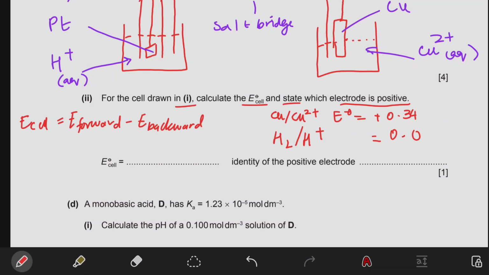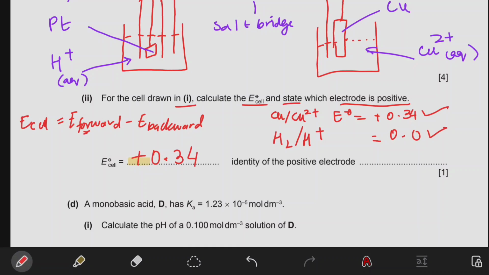Forward would be this and backward would be this, obviously, because forward is the one that has a more positive electrode potential, so that would be copper. So the answer would simply be plus 0.34. It is important to give the sign in E cell.